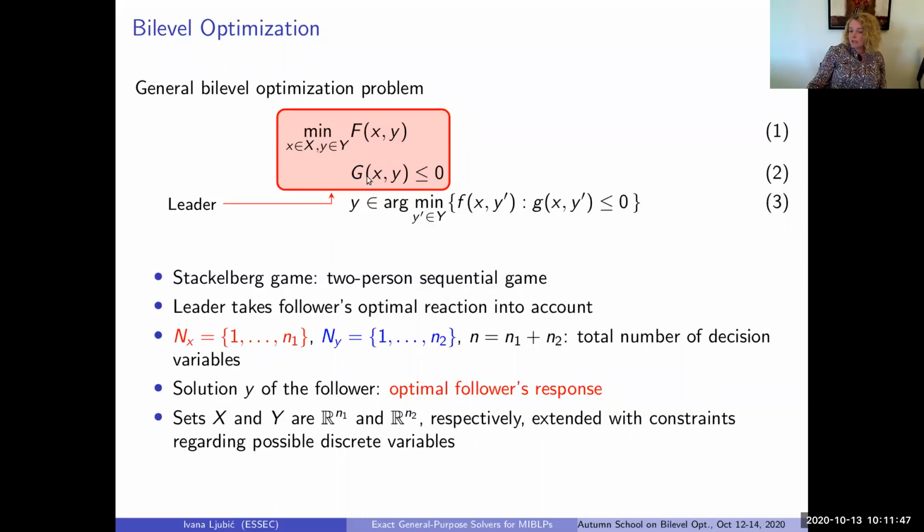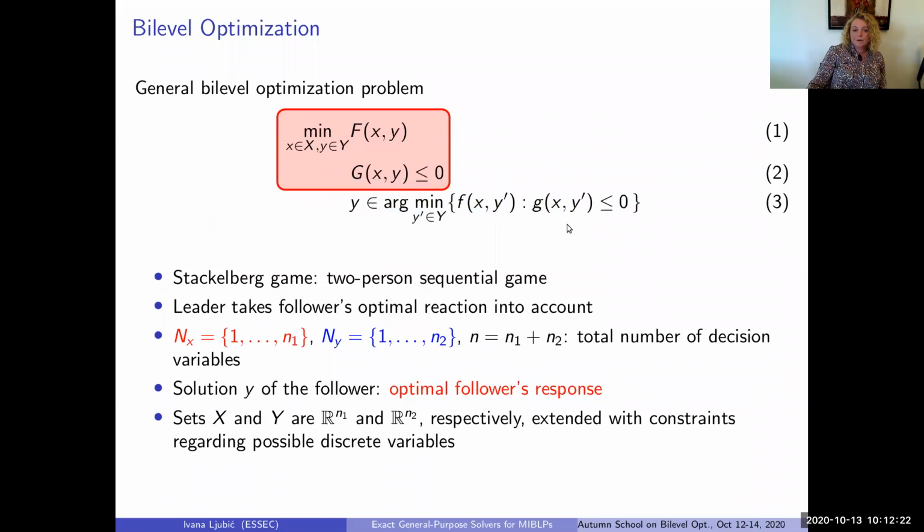So in my presentation, we will look into the special case in which we stay with linear objective functions and linear constraints. However, there are discrete elements in the sets X and Y, which means that both at the upper level and at the lower level, we may have some integer variables. In that sense, we can say that we have a mixed integer linear program at the upper level and a mixed integer linear program at the lower level.